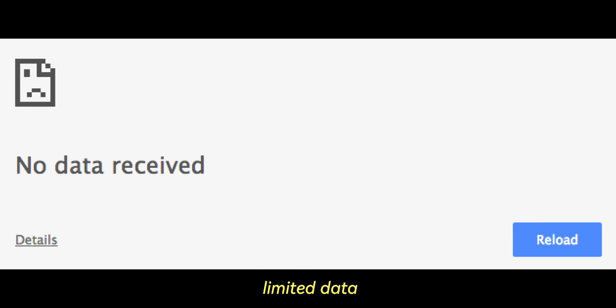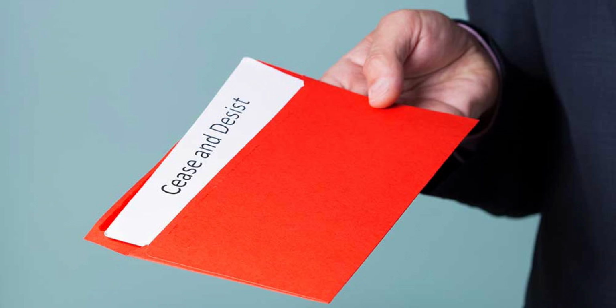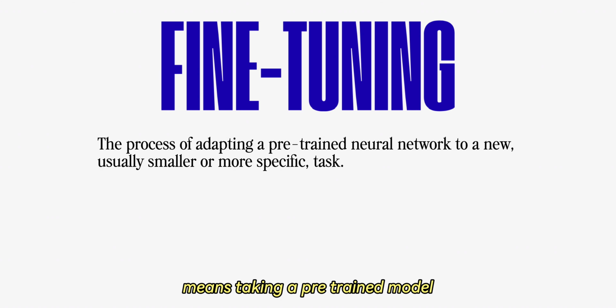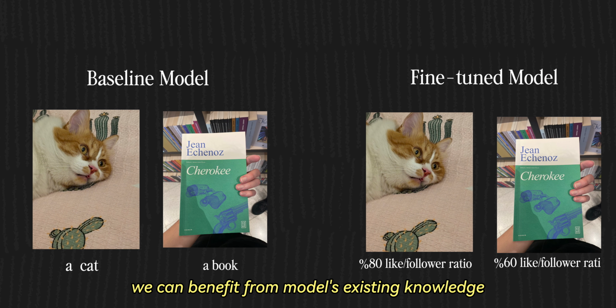To handle this limited data, I could keep scraping until Instagram sends me a cease and desist letter, but there's also another way. Fine-tuning means taking a pre-trained model, which already trained on a large dataset, and adjusting it to perform well on usually smaller or more specific tasks. This way, we can benefit from the model's existing knowledge while making it work for our own case.